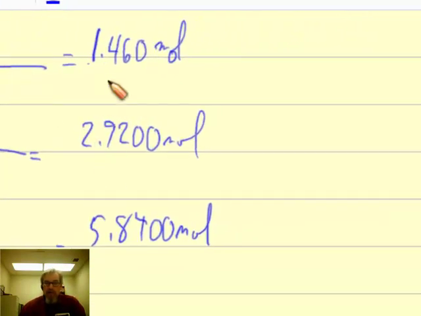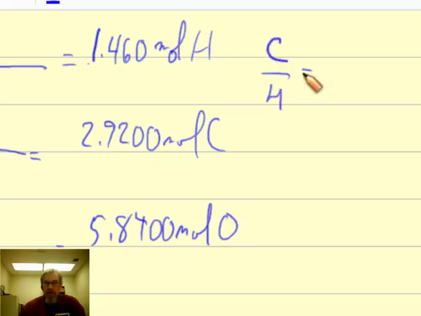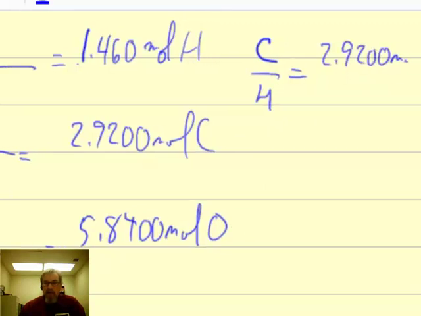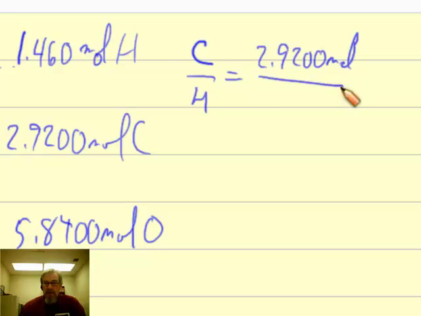So here's how I'm going to do this. The smallest number of moles is those of hydrogen. I have only 1.460 moles of hydrogen. Carbon and oxygen are larger. So I'm going to find the ratio of carbon to hydrogen in this compound, moles, by taking 2.9200 moles, that's carbon, and dividing by the moles of hydrogen, which is 1.460 moles.